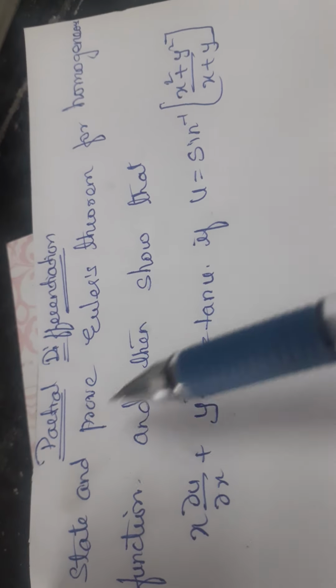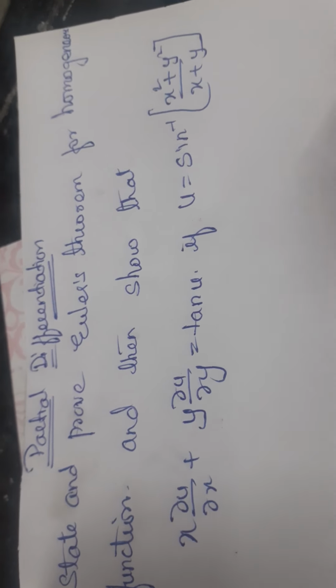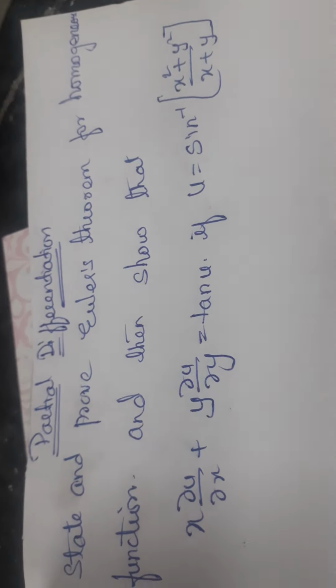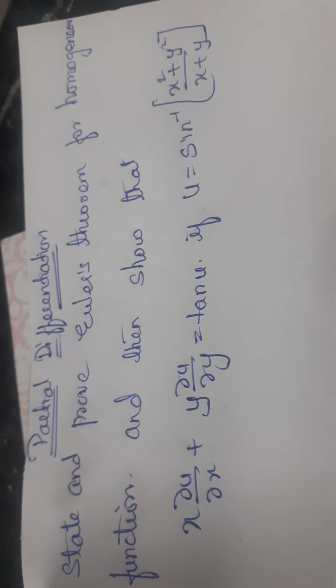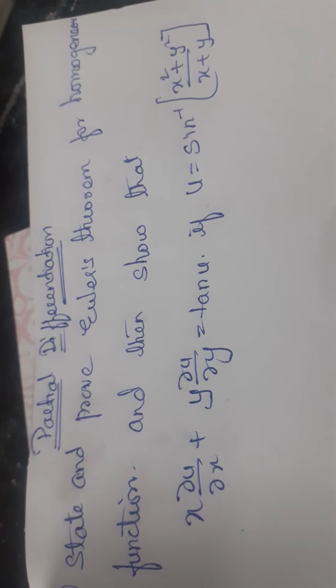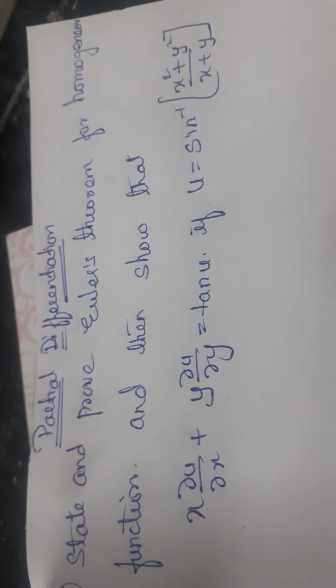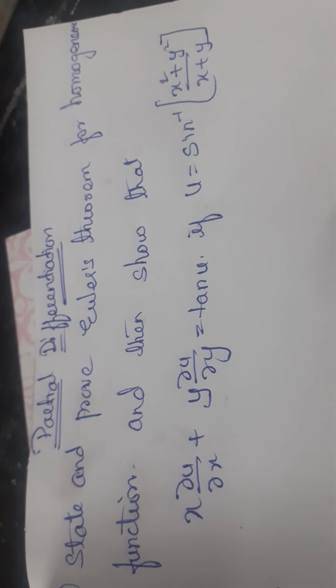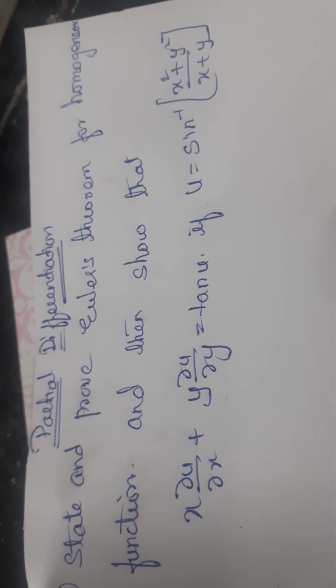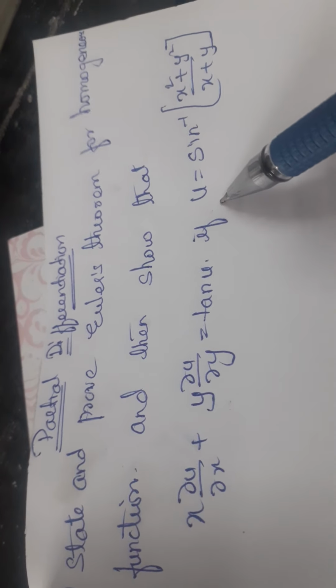state and prove Euler's theorem for homogeneous functions and then show that. So what you have to do is prove the theorem of Euler, which we have done before in our previous video. You have to do that theorem first, and after that you have to solve this problem.